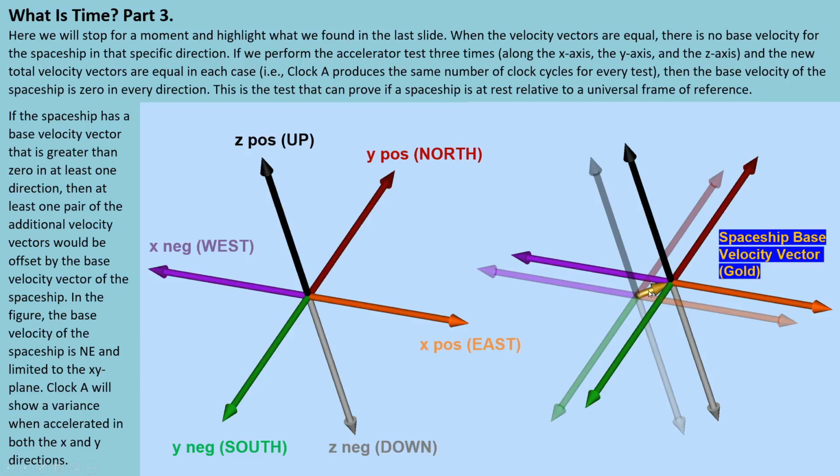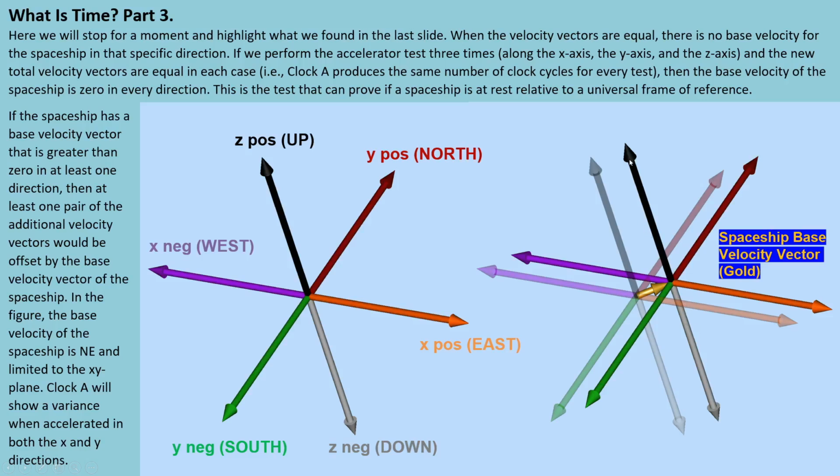So if the spaceship had a base velocity vector, and in this case, this is the gold vector, right? The spaceship's base velocity vector is this little gold vector, then it shifts those tests in some way. Now this vector adds to these 2 vectors here, the east direction and the north direction, and it subtracts from the south direction and the west direction, and it's neutral to, it's perpendicular to, the z positive up direction and the z negative down direction.